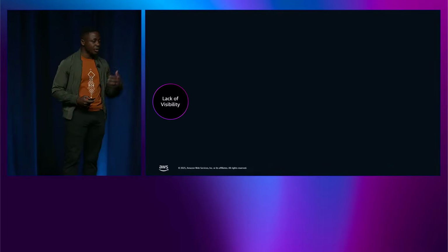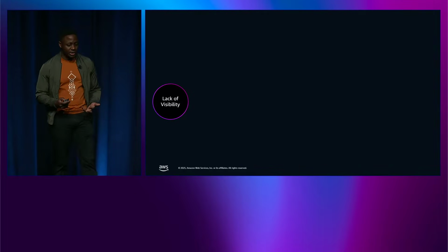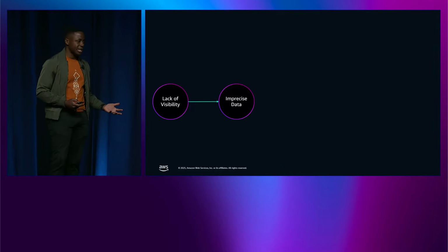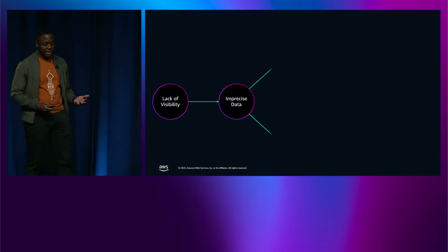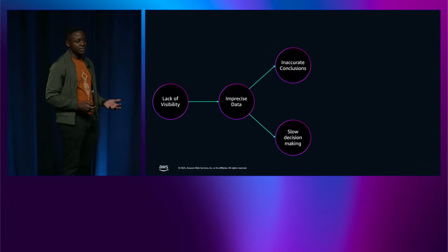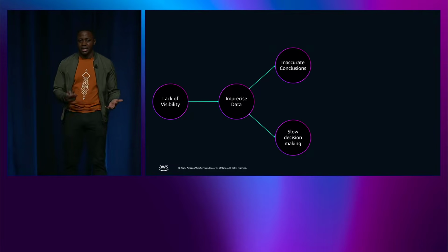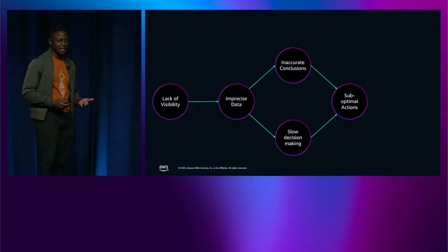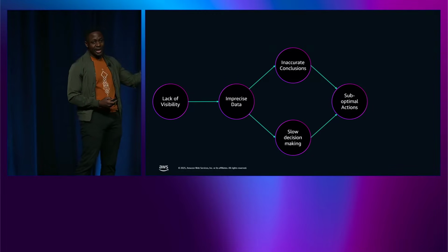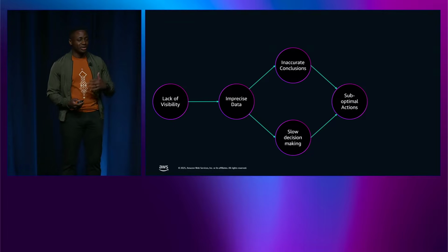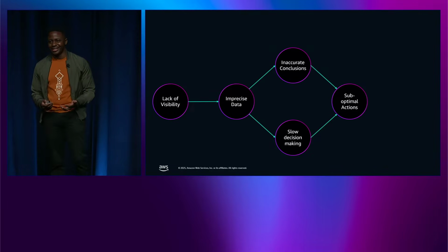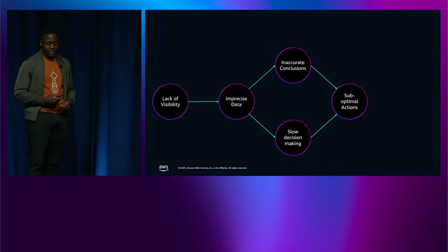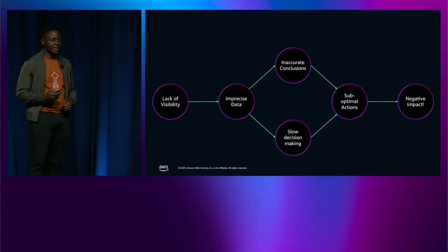And so the main thing that we do want to draw out in terms of the problem definition to begin with is that when you have a lack of visibility or limited visibility, you end up with imprecise data. And the challenge with having imprecise data is you have inaccurate conclusions and slow decision making. And finally, that leads to suboptimal actions. Any platform engineers that can relate to this? And you get stuck in a loop of trying to figure out exactly what a root cause is. And fundamentally, it's because of a lack of visibility. And that also eventually ties to a negative impact on the business.